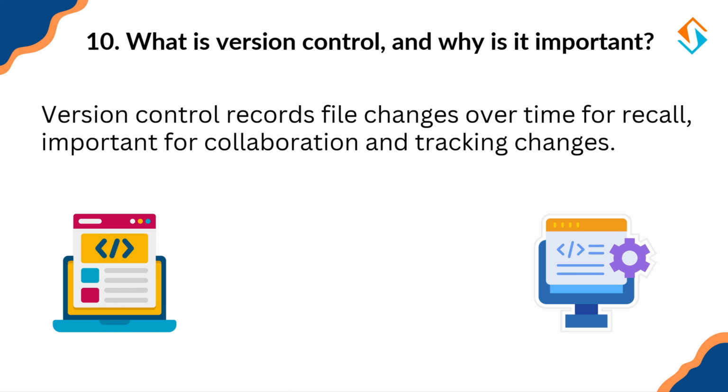Next is, what is version control and why is it important? Imagine working on a project and you accidentally mess up the code, but you need to go back to an earlier version. That's where version control comes in. Version control systems like Git allow you to track changes to your code, collaborate with teammates easily, and revert to previous versions if needed. This is why developers use GitHub, GitLab, and Bitbucket to manage and store their code repositories.